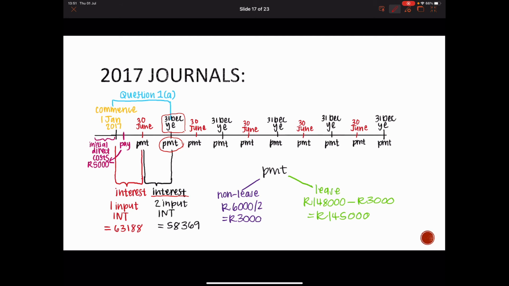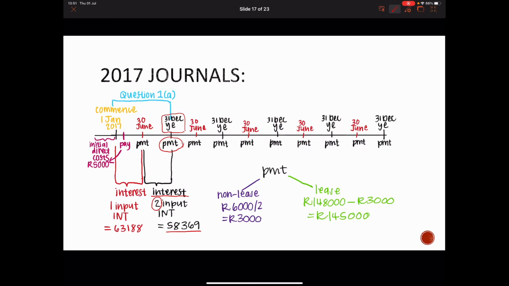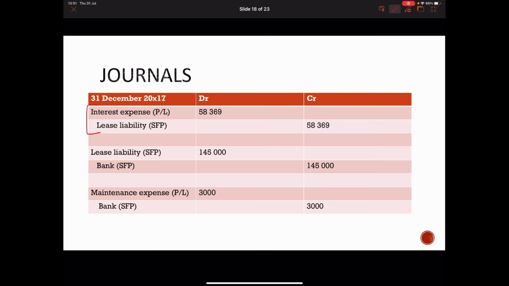So the interest for this period is calculated as 2 input interest, because this is your second period, which is 30 June 2017 to 31 December 2017. And that gives you an interest of 58,369. And that is what is then recorded in the same way as we did on 30 June 2017. Then the payment is also done in the same way. You again debit the lease liability with 145,000 and credit the bank. The maintenance expense is debited with 3,000 and you credit bank with 3,000 as well.